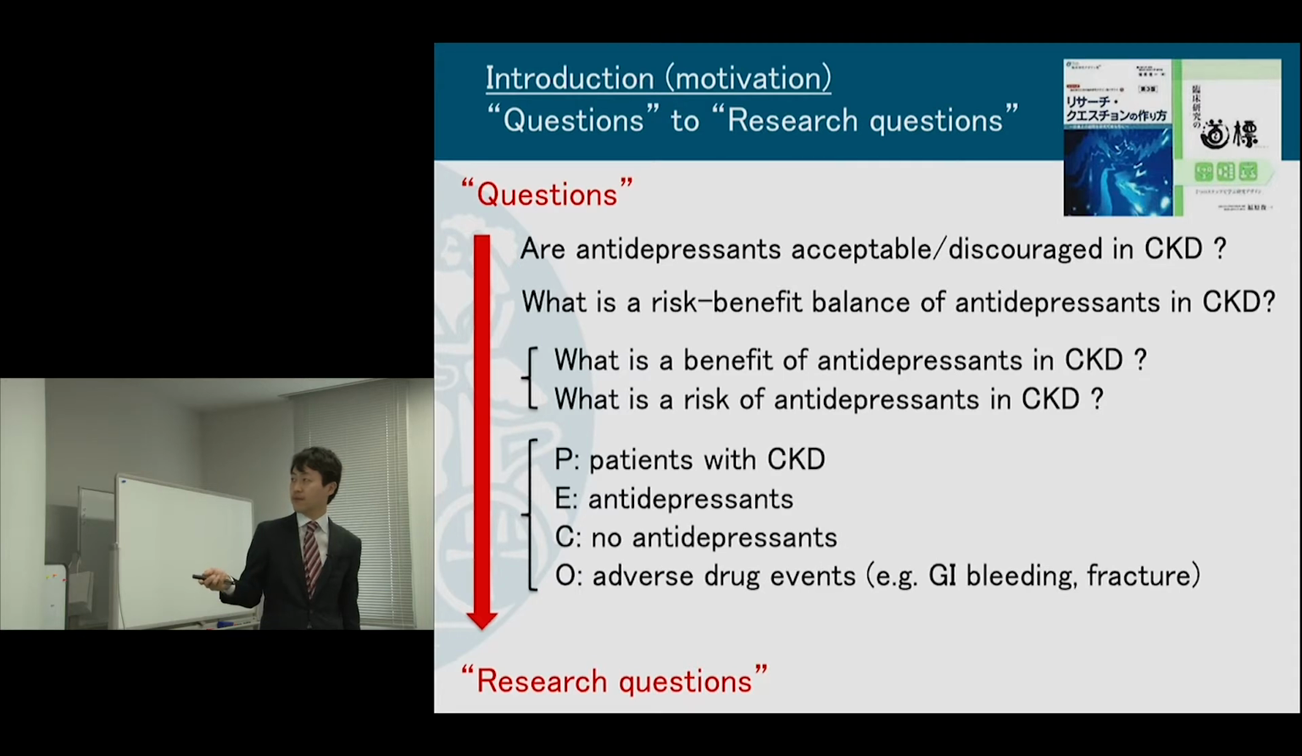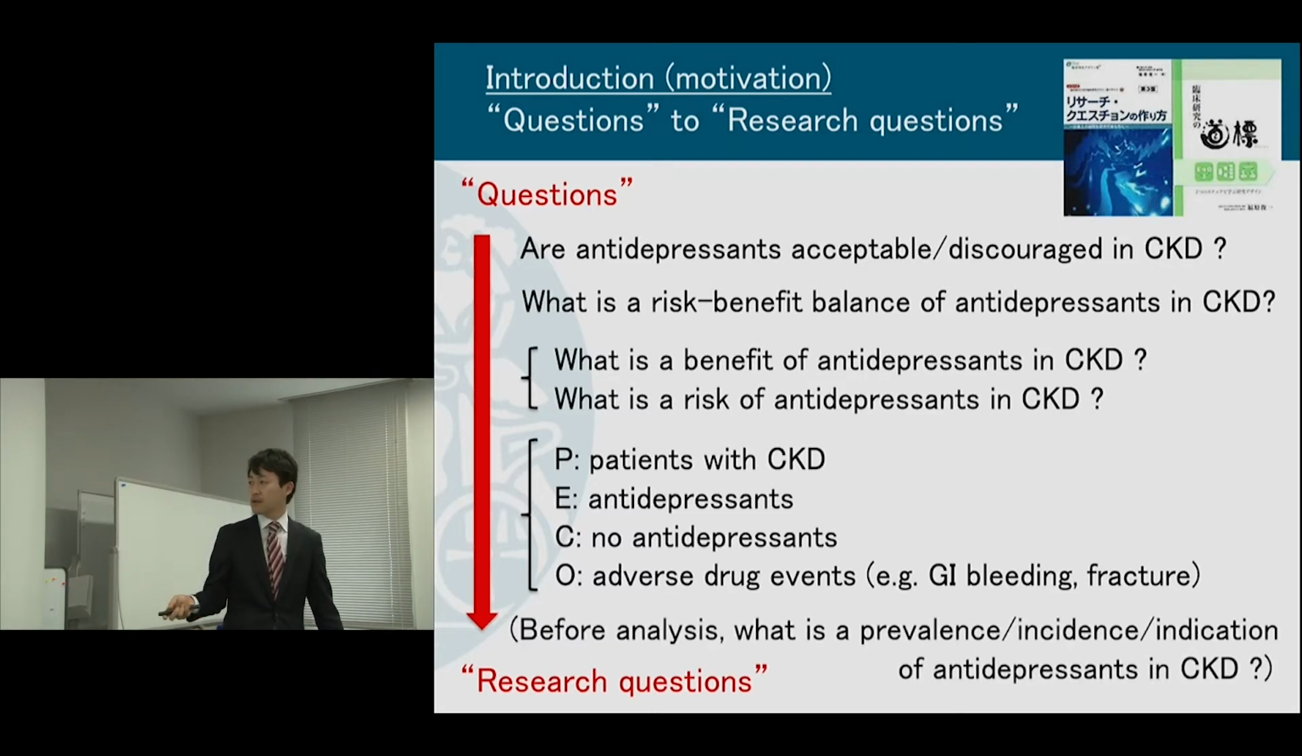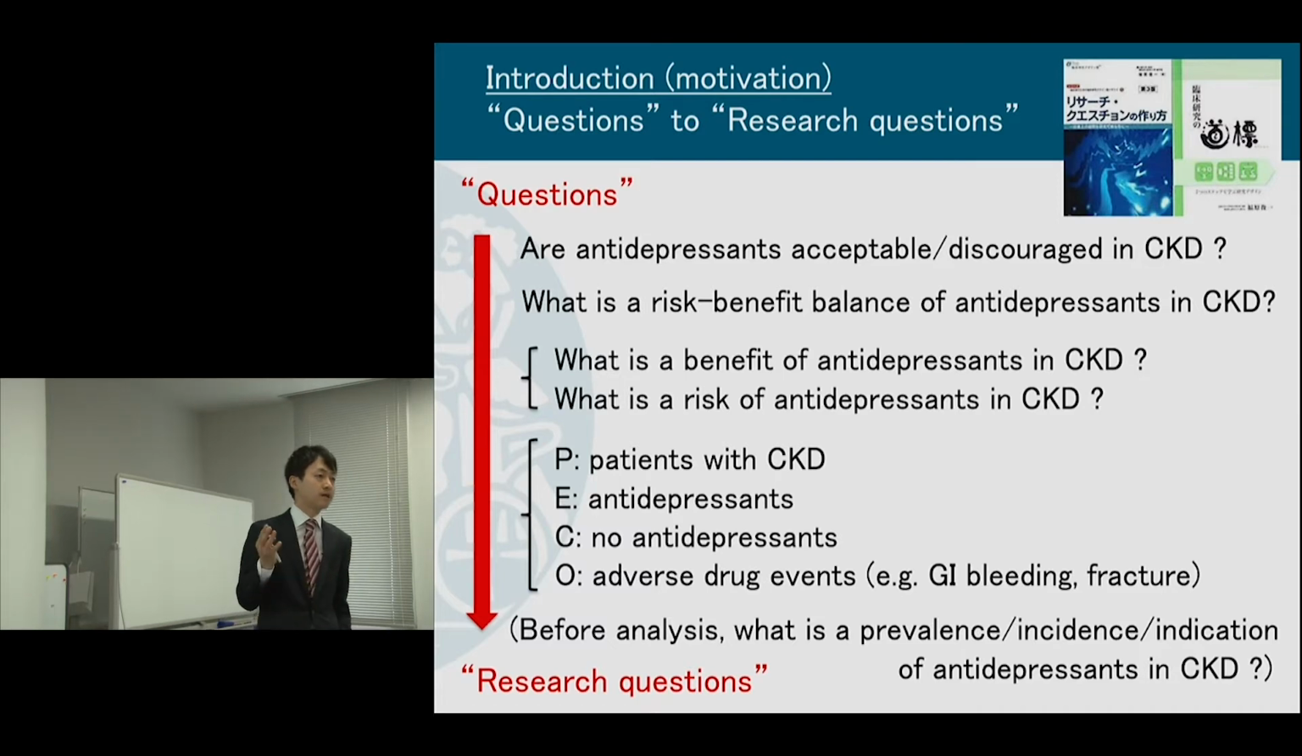Then, by focusing on the risk side of antidepressants, this is PECO, by which I mean among patients with CKD, comparing antidepressants and no antidepressants on the adverse drug events such as GI bleeding and fracture. So this is the research question in my second paper. And before this, I was interested in the basic statistics: what is the prevalence, incidence, and indication of antidepressants? It's a kind of drug utilization study, as my first paper.